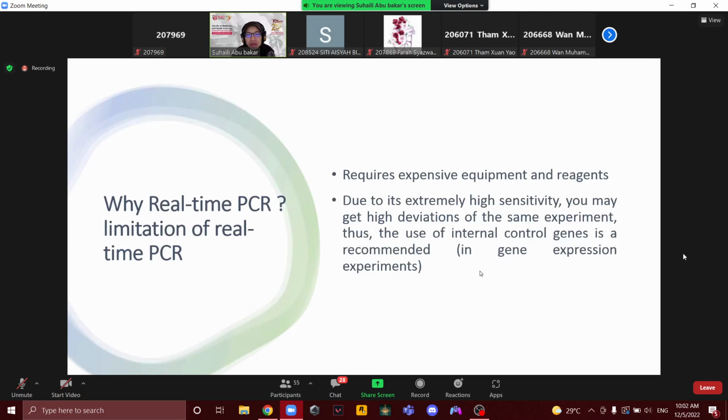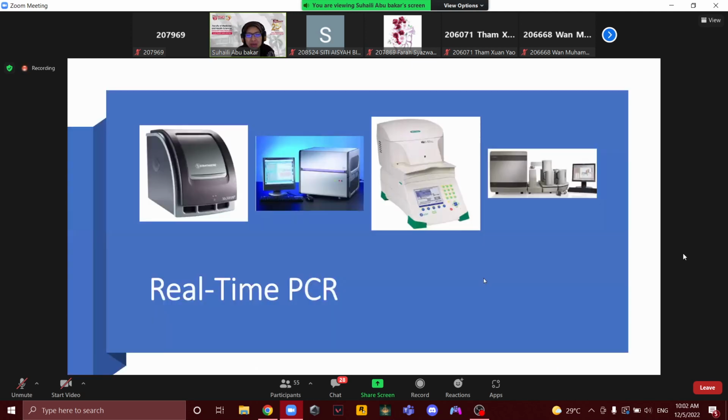Okay, so this is the limitation of the real-time PCR. And then this is the equipment. It looks similar to the standard PCR, right? But the thing is, here there is some modification. Here there is some camera device, and then this one is not connected to the computer. This one is not connected to the computer also.